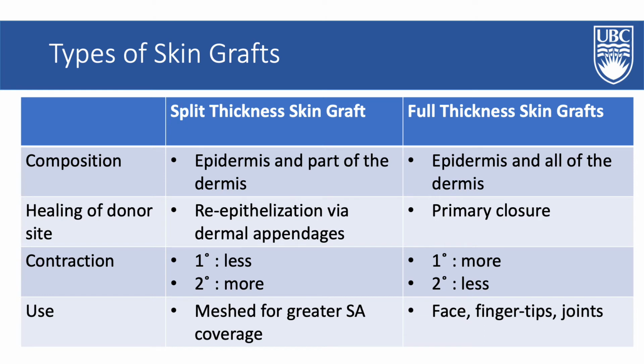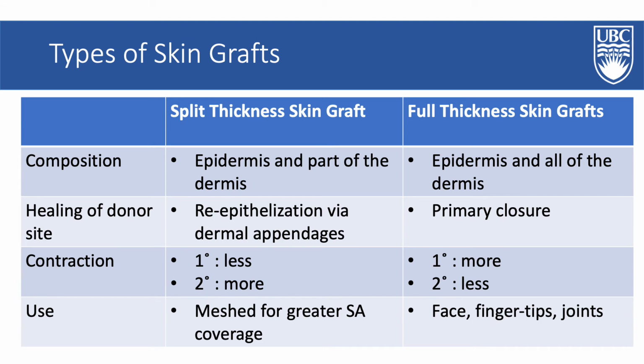Skin grafts can also be classified according to their thickness and can be split thickness or full thickness. Split thickness skin grafts are composed of epidermis and part of the dermis. The donor site heals by reepithelialization from the dermal appendages. A full thickness skin graft is comprised of the epidermis and all of the dermis. Since all of the dermal layer and dermal appendages have been taken with the full thickness skin graft, healing of this donor site must occur by primary closure.